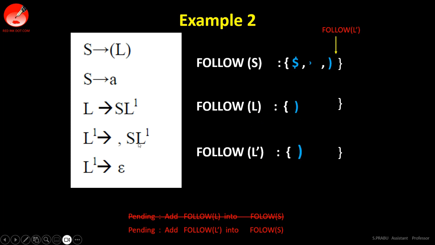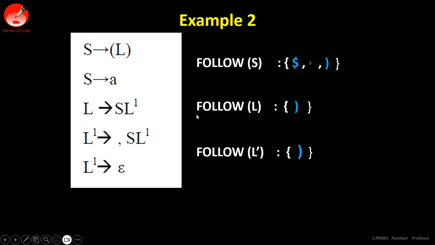In the next L dash, there is no next element. So follow of L dash can be copied into follow of L dash. So closed bracket would be copied again, so no need to do this. So this is follow of L dash. This element can also be added in this list, but closed bracket is already there, so no need to add it again. So these are the follow elements of this given grammar.